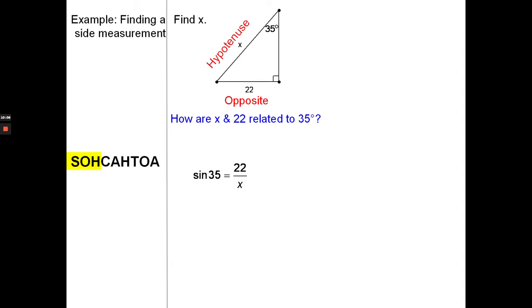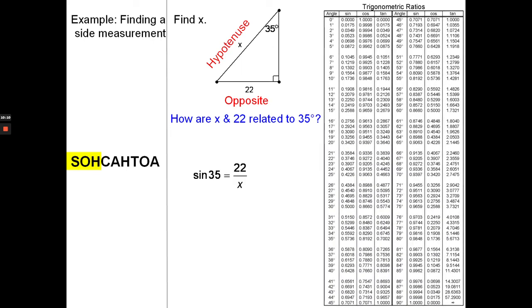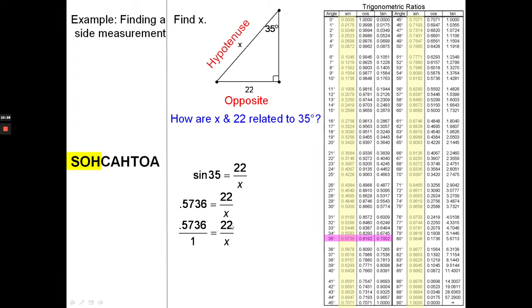So we're going to say sine of 35 equals 22 over x. We're going to use our trig ratio chart, and we're going to find sine of 35. Okay, sine of 35 is 0.5736. We're going to put that left side over 1 so that we can cross multiply. Okay, 1 times 22 is 22, and 0.5736 times x. Going to divide by 0.5736.